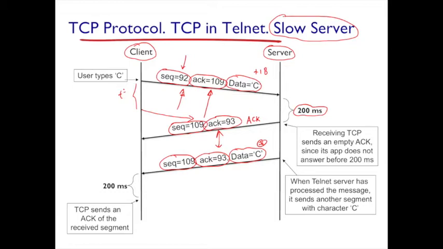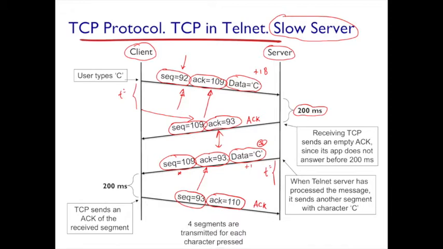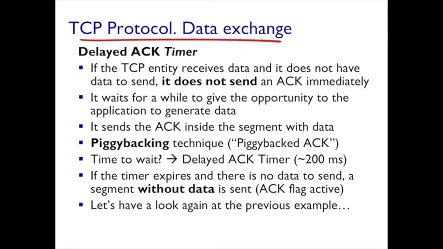Imagine that we don't press any other key, and then it has to send an ACK back, because otherwise the same process: here we have a timeout, and there will be a retransmission. So the TCP on the client sends an ACK of the received segment, an empty ACK with sequence number 93, the one that is required from the server, ACK 110, because I have received this sequence number plus 1 with data. So this is the ACK. So at the end, for one key that is pressed, C, 4 segments are transmitted because it's a slow server.